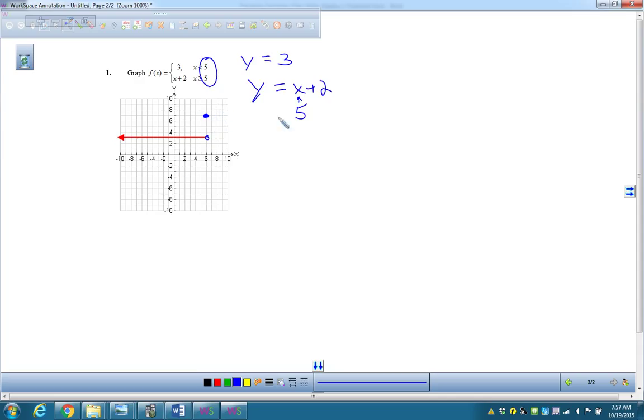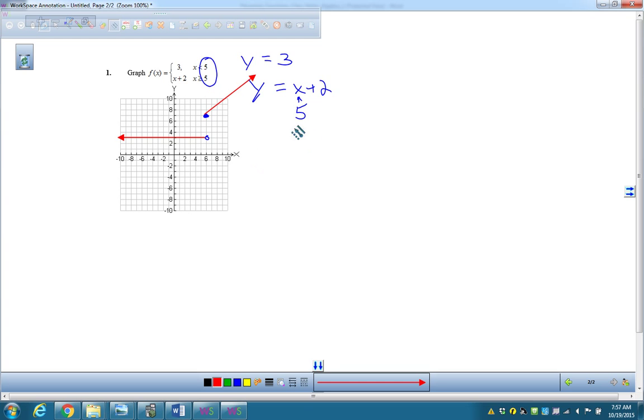And so at x equals 5, the value of this function is 7. And what does the line y equals x plus 2 look like? What's its slope? 1, right? So from this point, I'm going to go up 1 and over 1. And so from this point, this graph looks something like this, okay? And that's what that particular piecewise function looks like, okay? So you graph it in 2 parts.